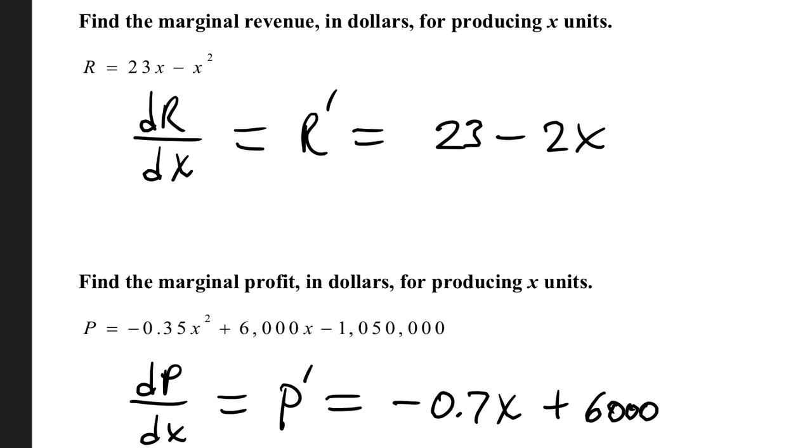And then finally, find the marginal profit in dollars for producing X units when profit is negative 0.35x squared plus 6,000x minus 1,050,000. The derivative of our first term, negative 0.35 times 2, is negative 0.7x, because you only take one off your power, plus 6,000. And that's a constant, so it has no derivative. I mean, it's 0, but we don't have to write it.